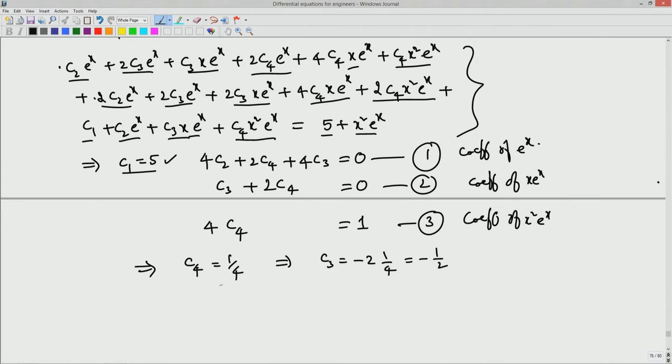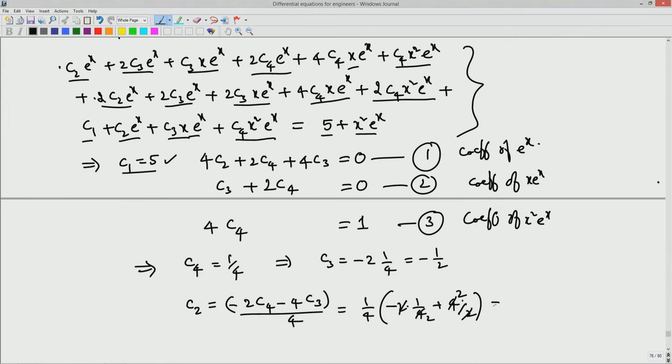Once you know C3, C4, you can find C2. C2 equal to minus 2 C4 minus 4 C3 divided by 4. So, this is 1 by 4 times minus 2 times C4, which is 1 by 4, minus 4 times C3, which is minus half. So, plus half. So, this is 2, this is 2. So, you get 1 by 4 times minus half plus 2. So, this is actually equal to 3 by 2, 3 by 8. So, that is your C2.